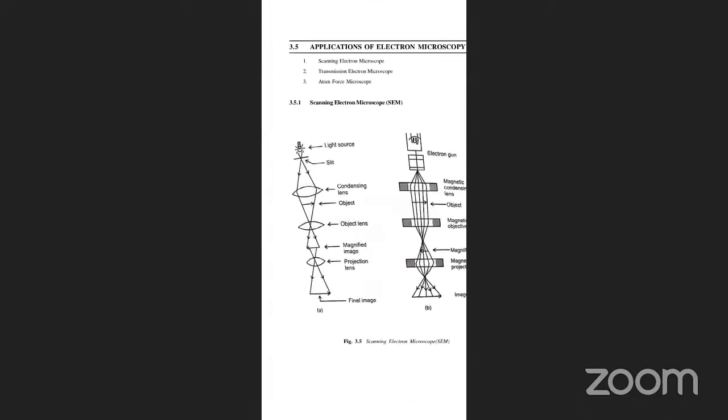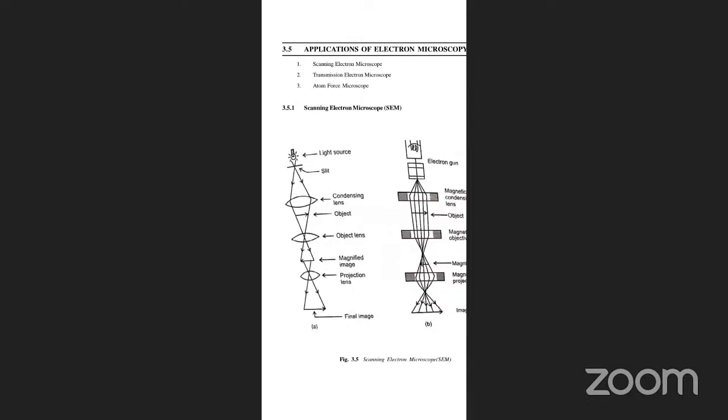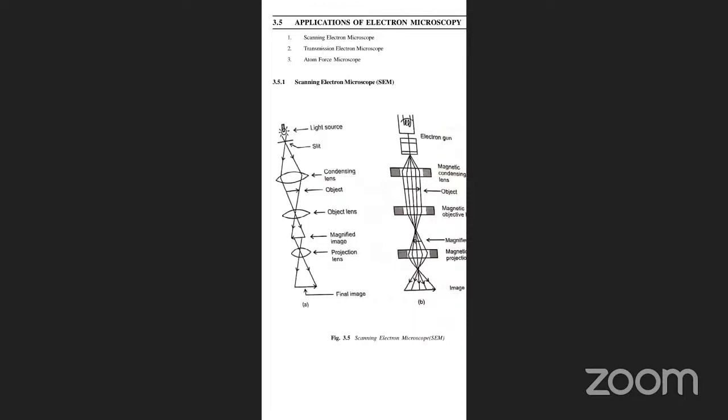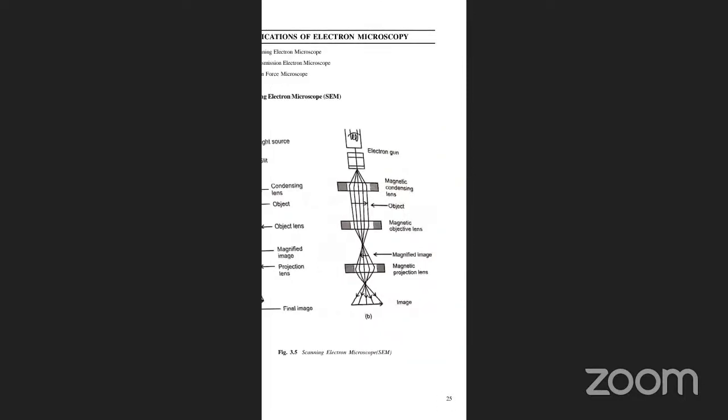Applications of electron microscopy: scanning electron microscope and transmission electron microscope. Light microscope: source, slide, condensing lens, objective lens, magnified image, projection lens, final image. Scanning electron microscope, SEM: electron gun, magnetic condensing lens, magnetic objective lens, magnified image, magnetic projection lens, image.